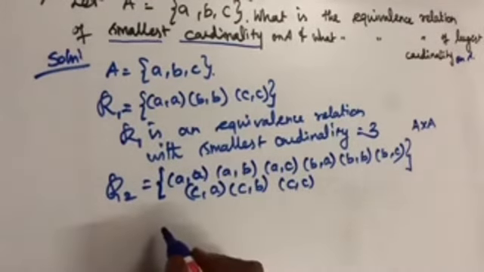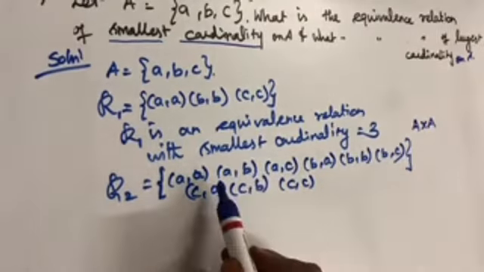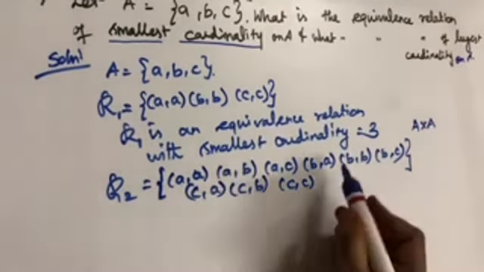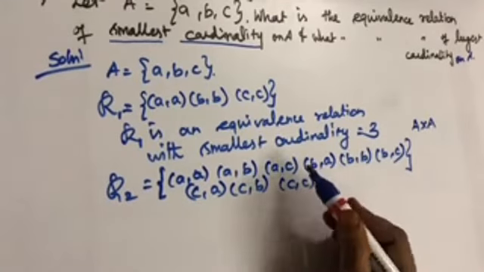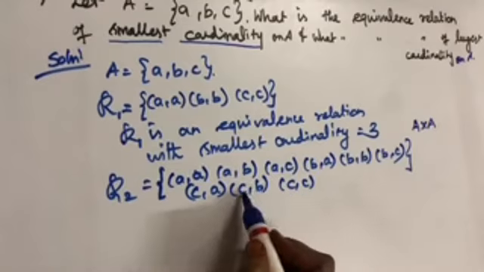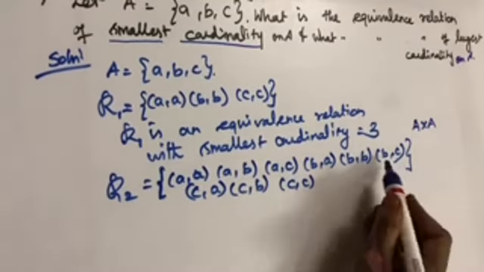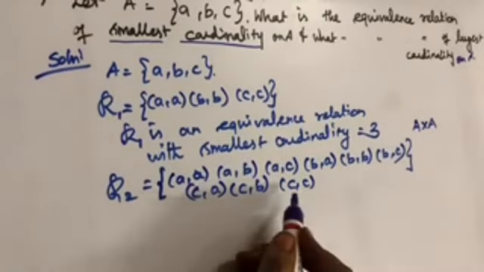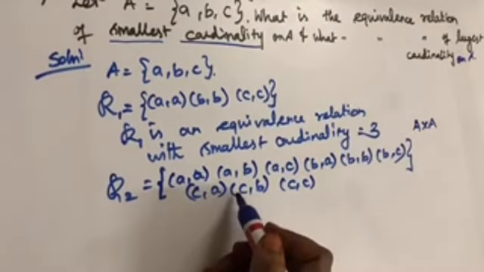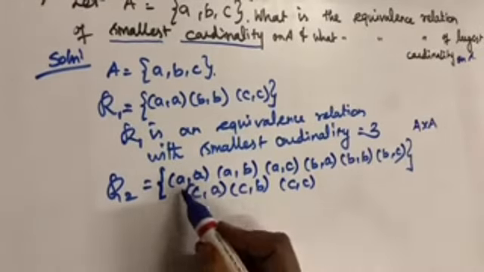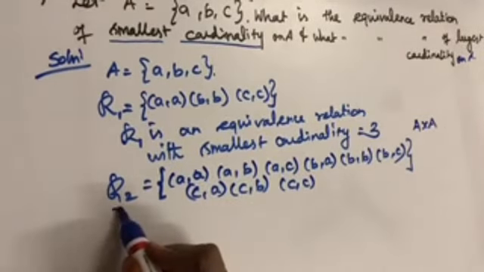So it is reflexive. To prove it is symmetric, if A comma B is here, then B comma A also should be there. If A comma C is there, C comma A also should be there. If C comma B is there, B comma C also should be there. So for all elements, I can find the reflexive condition. Okay, reflexive relation. So it is symmetric relation. So R2 is symmetric.